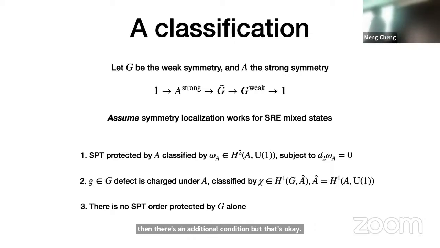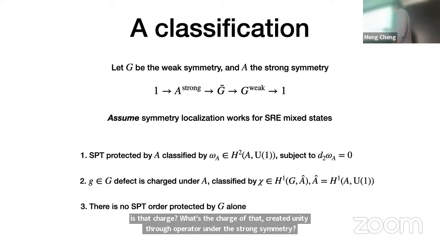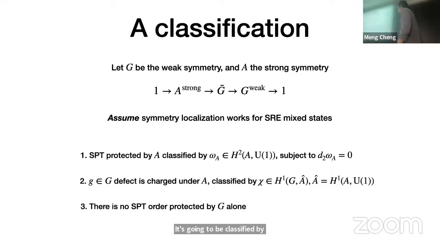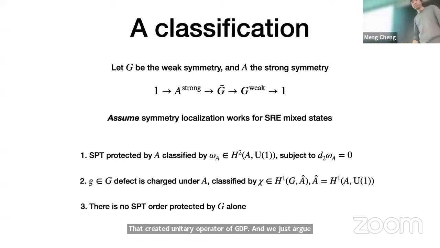Then there's a second thing: you have some weak symmetry defect. We can ask what's the charge of that defect? The unitary we attach to the end, the decoration, how is that charged? What's the charge of that decorated unitary operator under the strong symmetry A? It's going to be classified by some map from G to A hat. This is just the charge of the decorated unitary operator of the G defect. And we argue that if you only have a weak symmetry, there's no SPT order. We can find channels to destroy this state, to trivialize it.